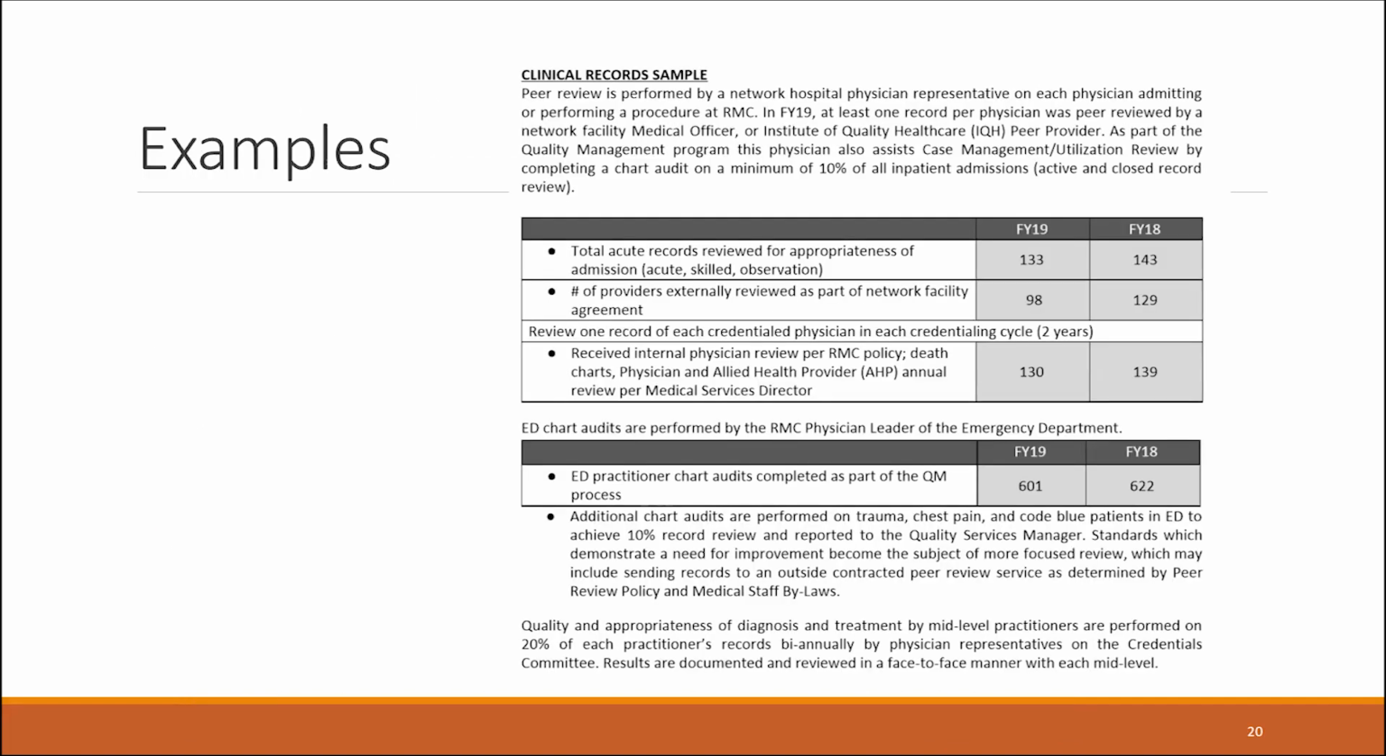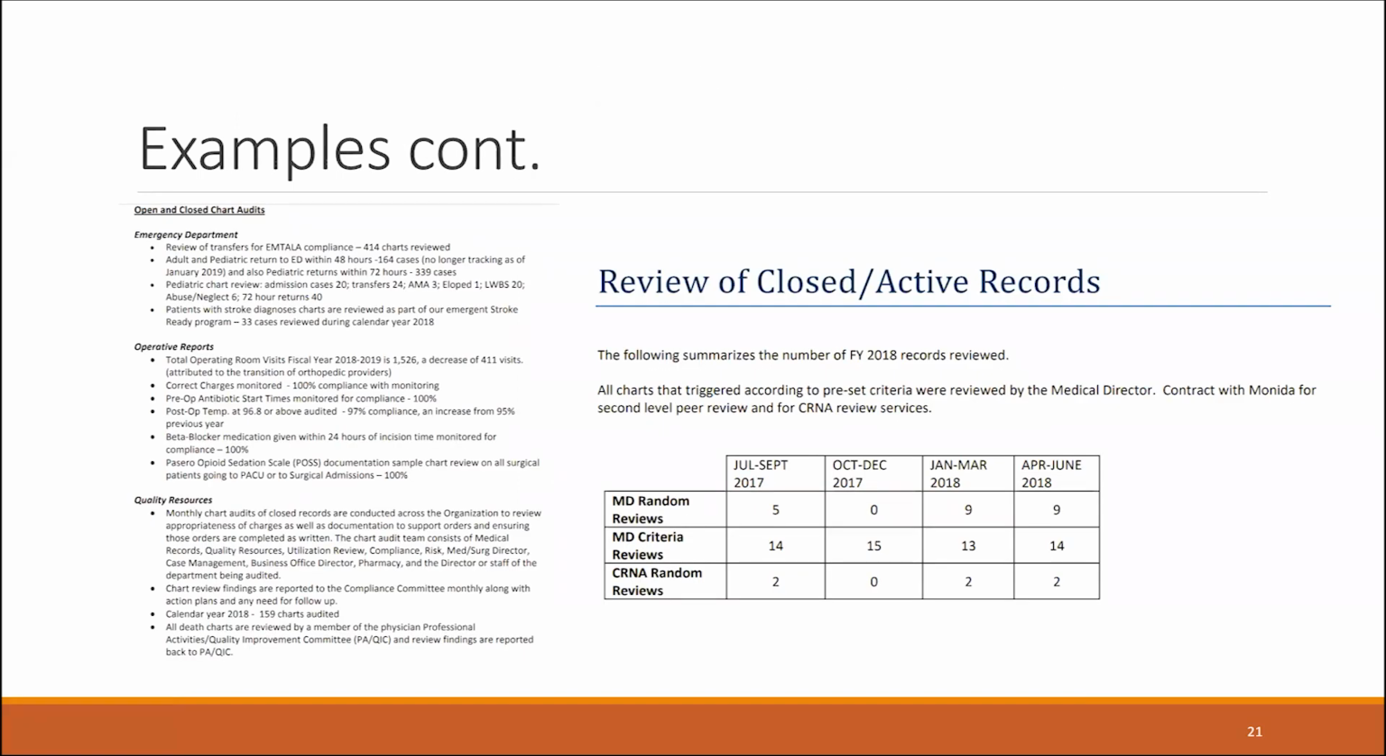Again, just some examples. I think I have two of them in here. This one is very nice, very bulleted. I like it. It's simple, it's to the point, and it has some narrative right along with it. Here's two more, looking at some bullet points in the departments, as well as a table of MD randoms and criteria reviews, CRNAs, how many and who were reviewed. And I like that it shows a little bit of over time as well.